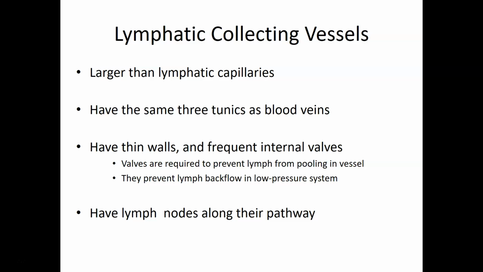The other characteristic feature is lymphatic collecting vessels have along their way at least 1, maybe 2 lymph nodes, or even more than 2, but at least 1 lymph node along their pathway. So the lymph that is flowing through them is going to filter through these lymph nodes. And the lymph nodes are where you have some of the immune system cells that are performing immune surveillance of the lymph flowing through. Okay?